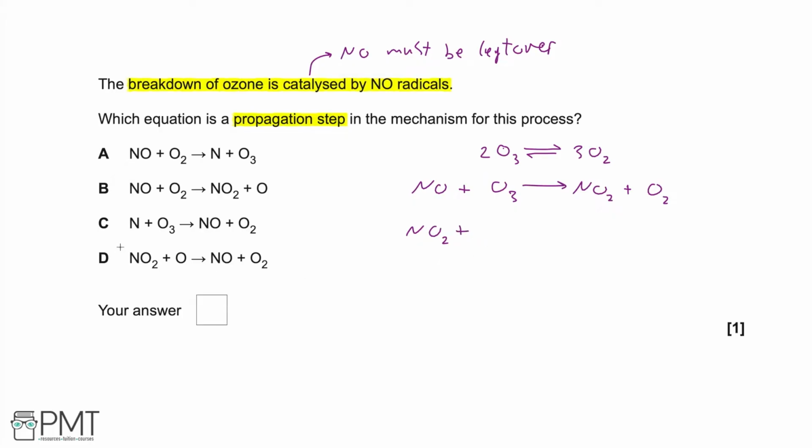And there's only actually one option that has NO2 in its equation. So the answer here is going to be D. This NO2 reacts with an oxygen atom to reform this NO radical that's going to break down ozone and our second molecule of oxygen in this process. So our answer here is D.